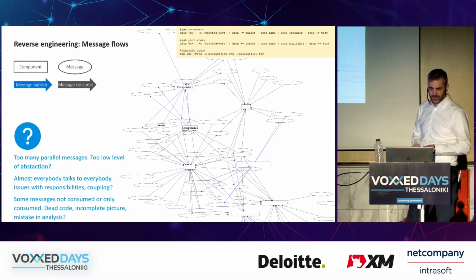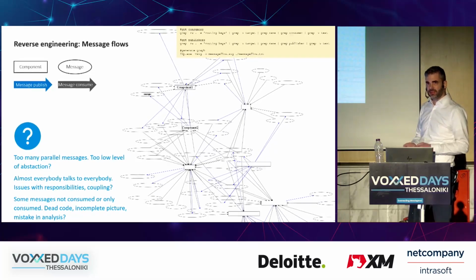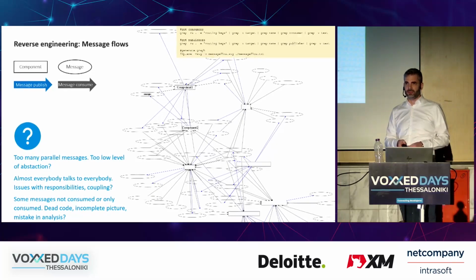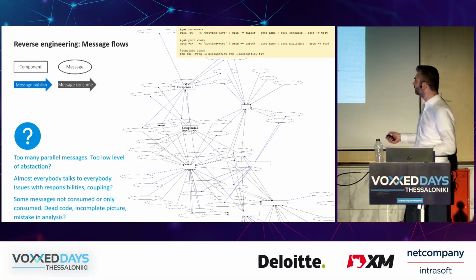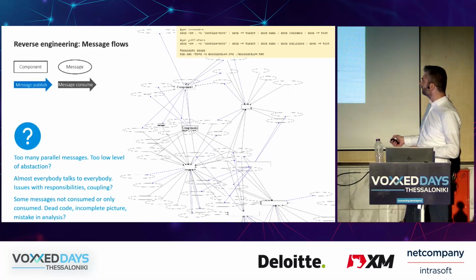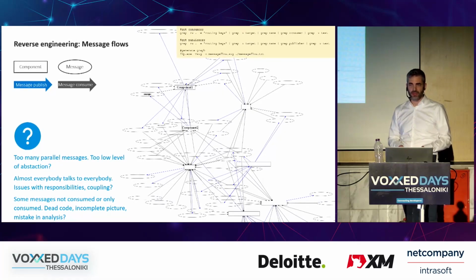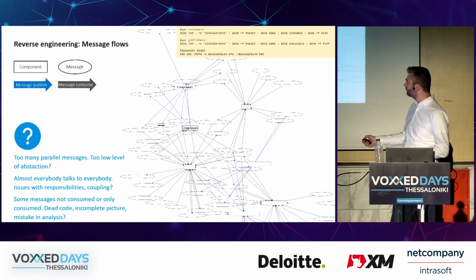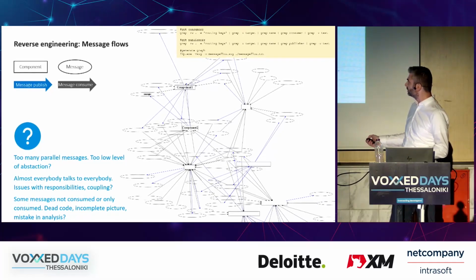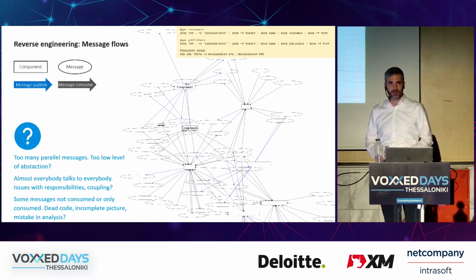And I was thinking, why are there these parallel messages between the same two components? Is there a problem with a level of abstraction? Are these messages too fine-grained? And also you can see that almost everybody talks to everybody. Why is this happening also? Is there a problem with responsibilities? And interestingly, there were some messages that didn't have a consumer and a producer. They only had one. I was thinking, why is this happening? Is this a quality issue?